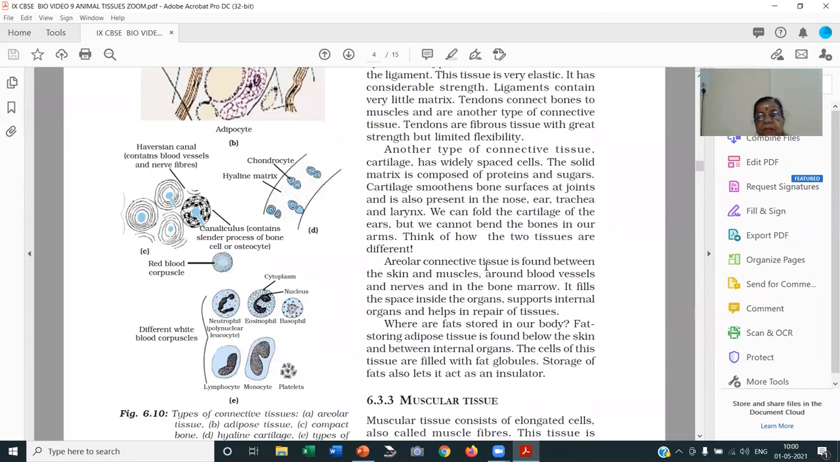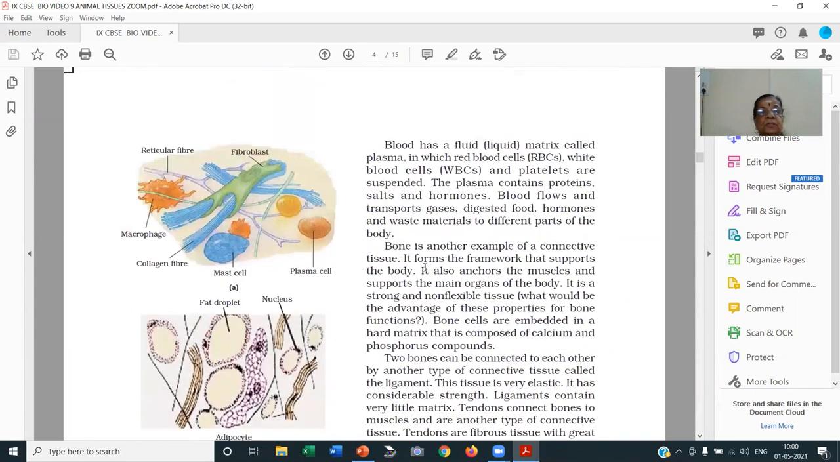Then this areolar connective tissue is found between the skin and muscle, around blood vessels and nerves, and in the bone marrow. It fills the space inside the organs, supports internal organs, and helps in repair of tissue. In the paragraph, we have created textbook content. Okay. So here, this is areolar connective tissue.